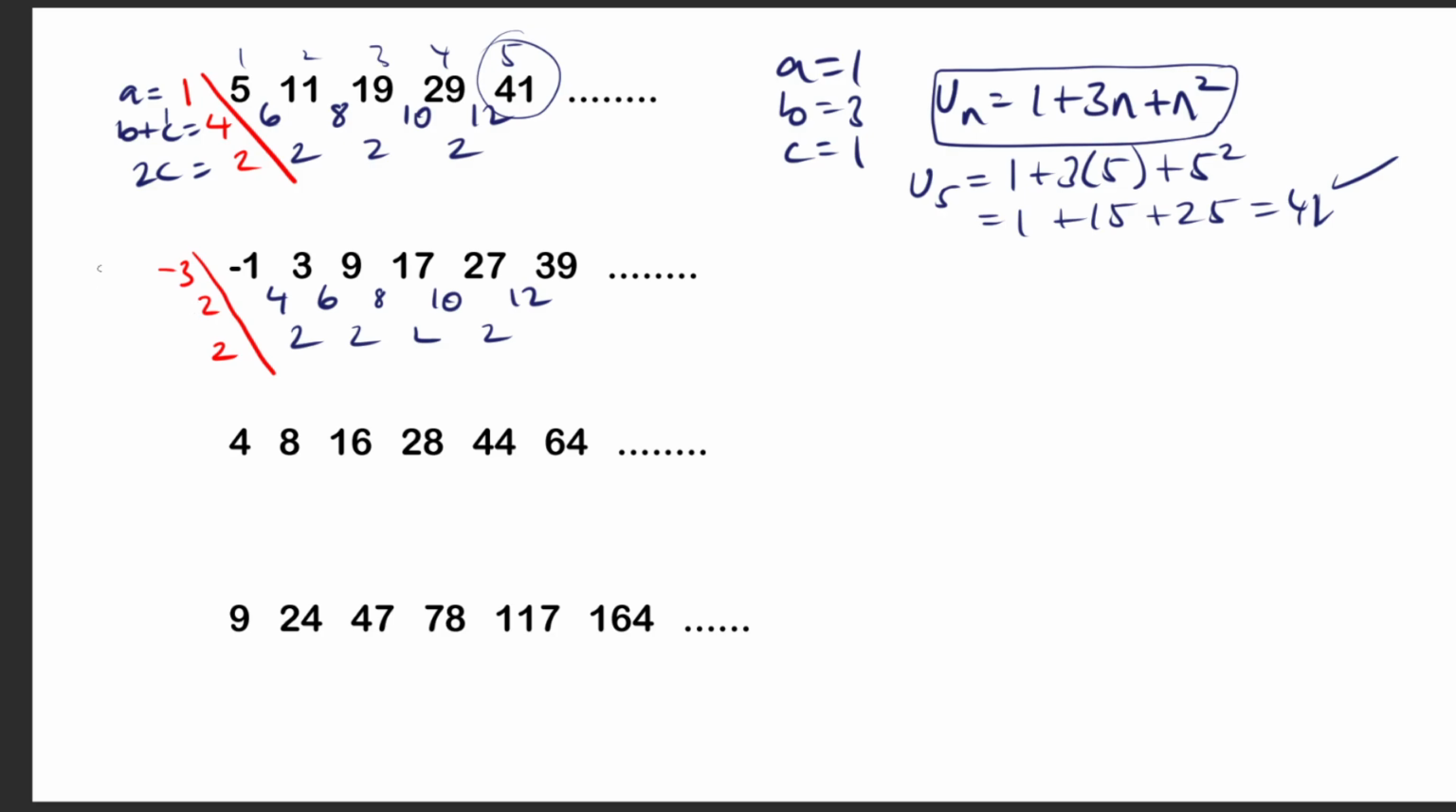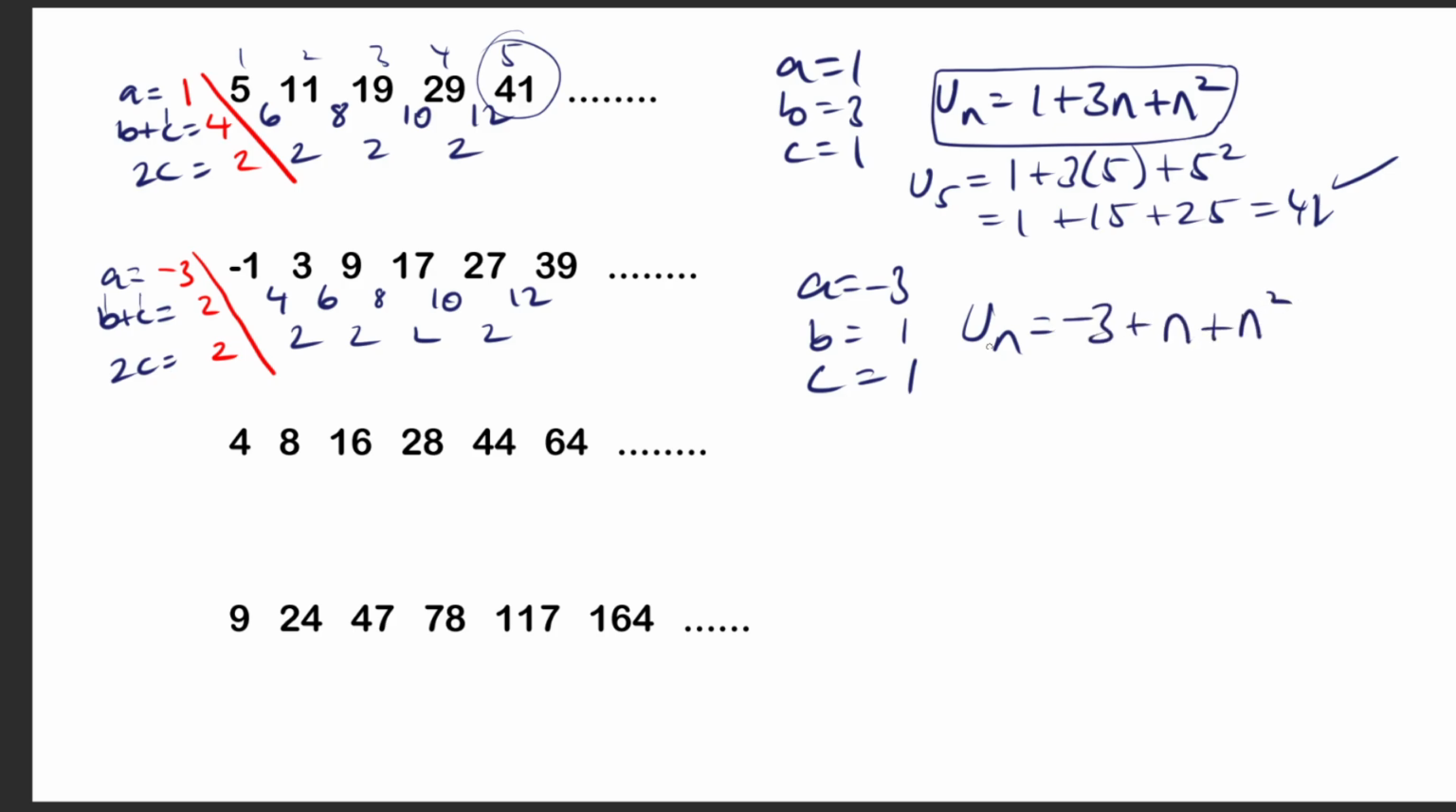So then I do my thing. So can we see that A is -3. C is obviously 1 again. And if C is 1, then B is going to have to be 1 as well. So my formula is -3 plus 1n plus 1n squared. So that's the formula. If you check it, it comes out to be correct. Okay, so hopefully you got that right.